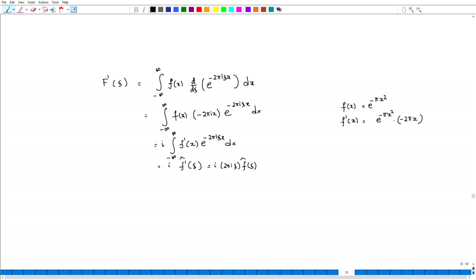So, this implies that f hat prime of xi is equal to minus 2 pi xi f hat of xi. So, therefore, this is a minus sign. This is a simple ordinary differential equation which tells us that f hat of xi is c times e to the power minus pi xi square. Now, what is the value of c? We know that f hat of 0 is equal to 1. Thus, we calculate that f hat of xi is equal to e to the power minus pi xi square.